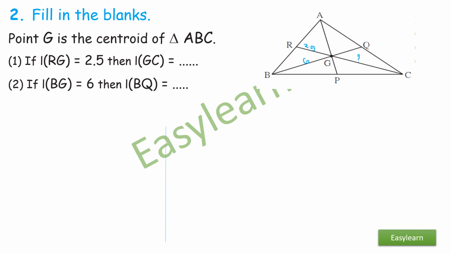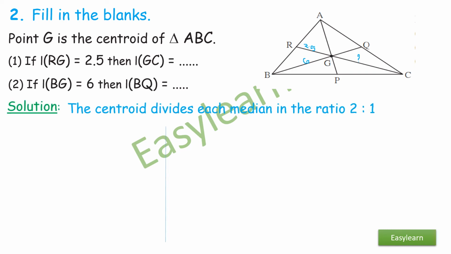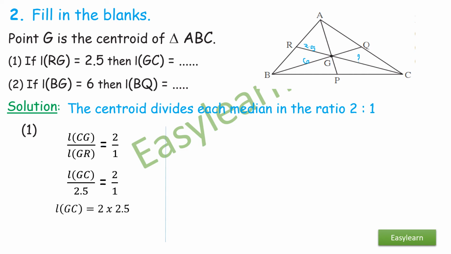Now first, let us go with the first one. We know that the centroid divides each median in the ratio 2:1. Therefore, for the first one, length CG upon length GR is equal to 2/1. Now, GR is given 2.5, so length GC upon 2.5 is equal to 2/1. Therefore, length GC is equal to 2 multiplied by 2.5. That is, length GC is equal to 5, which is exactly double.